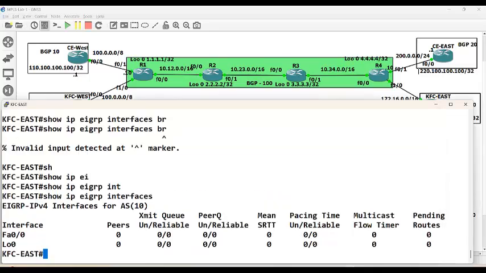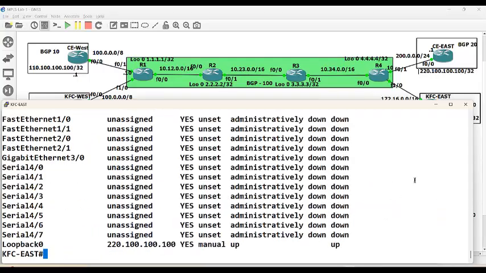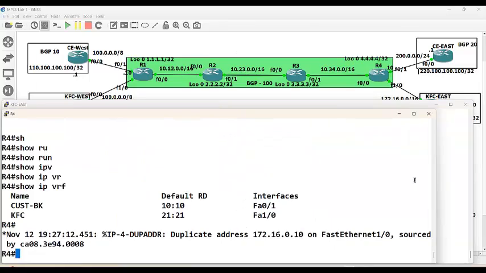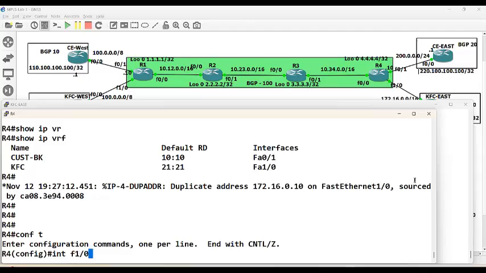I think it is already up. Show IP interface brief. I think it's already up. Do I need "no shutdown"? No, not for normal EIGRP. Okay, that is under VRF. Now on router 4, something is wrong. Interface F1/0 is shutdown.